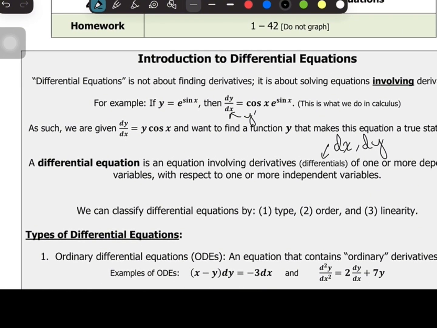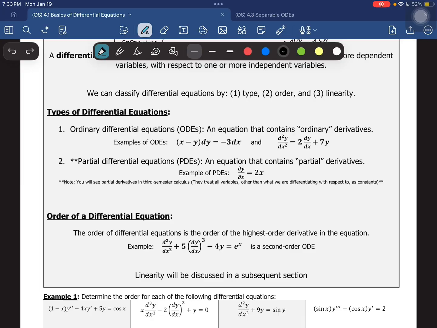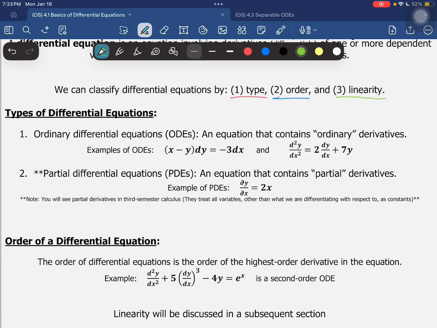Now, just a sneak peek for how to solve this. It is a technique called separables, which we will be covering later. We can classify differential equations by their type, order, and linearity. Let's talk about type first.